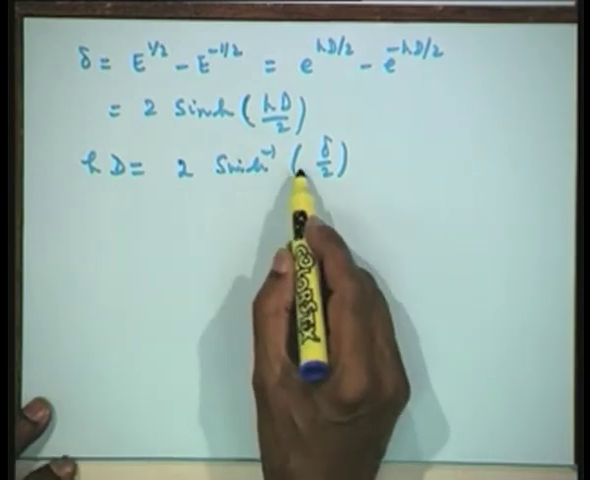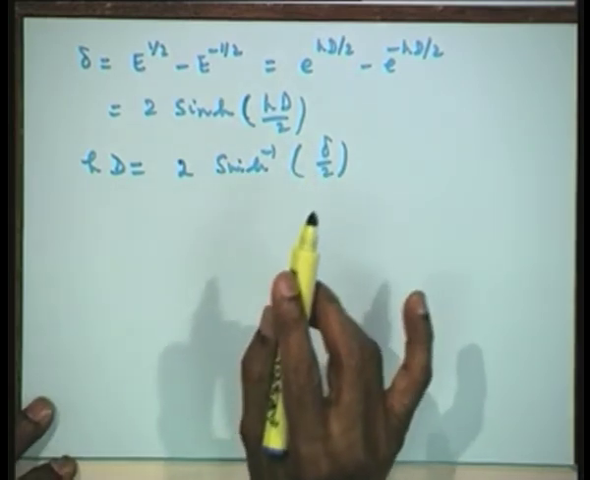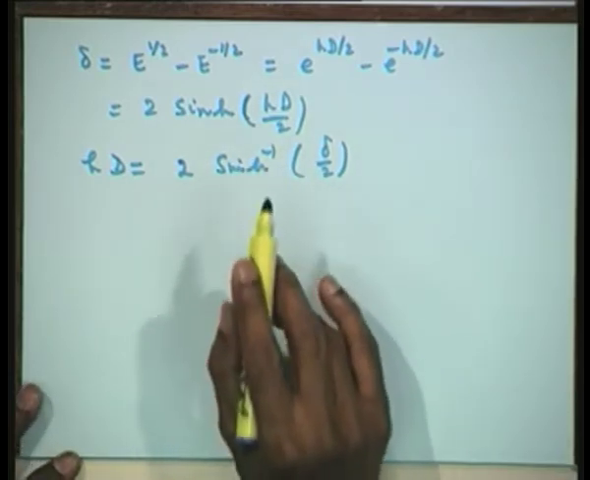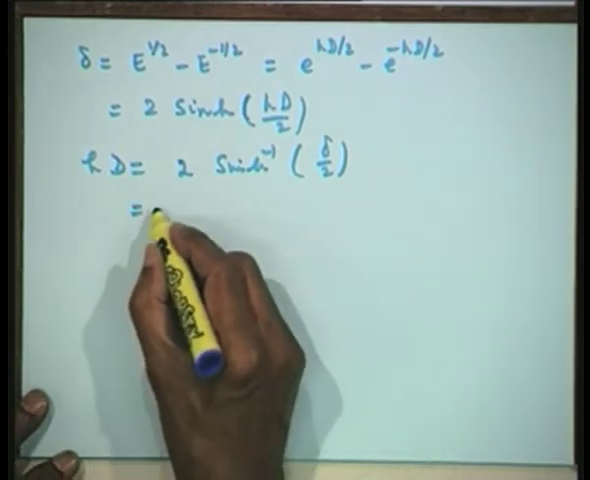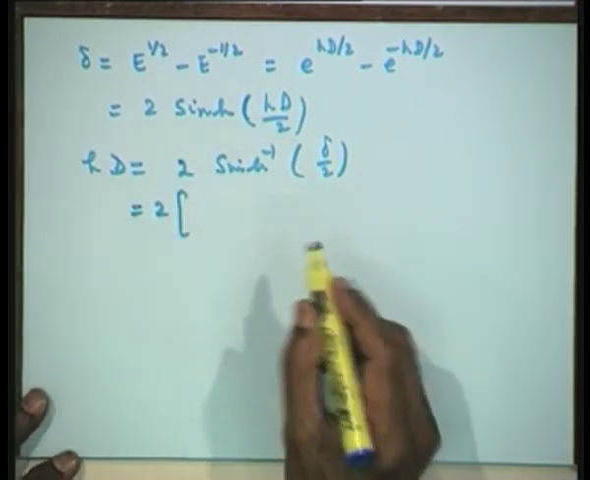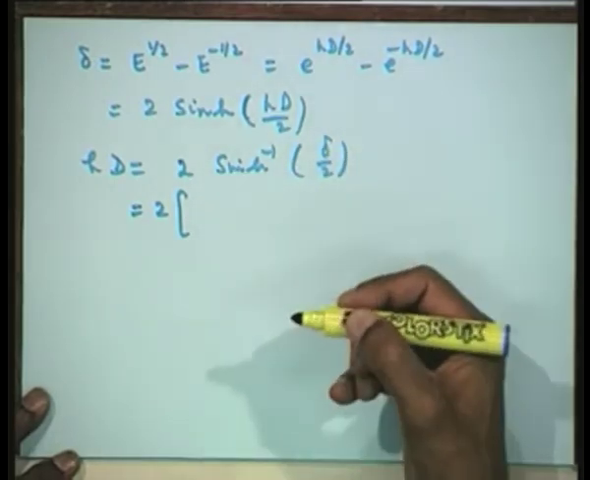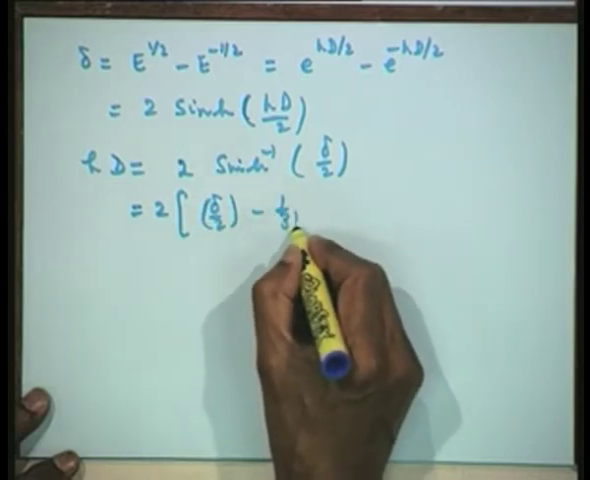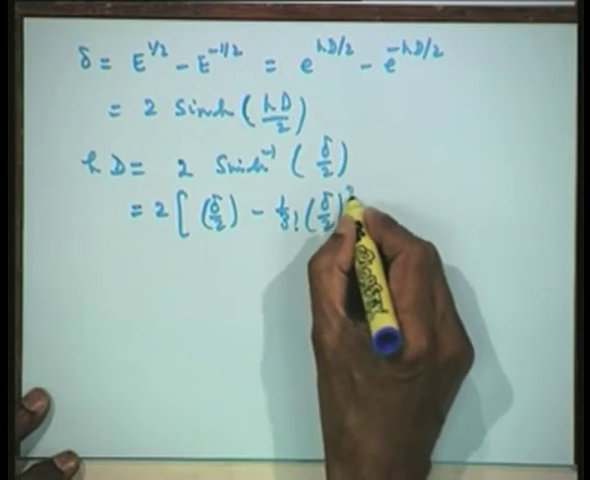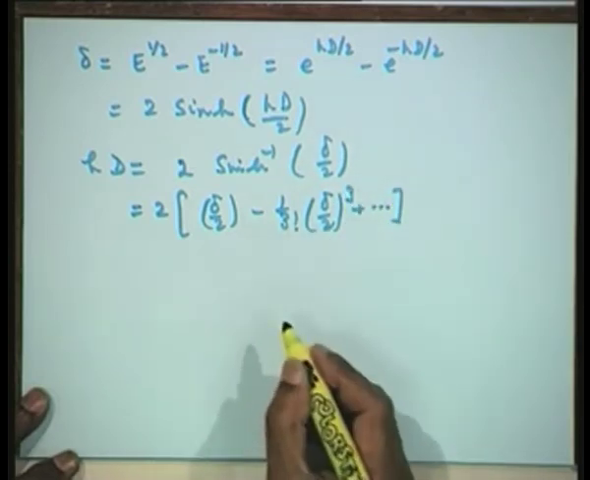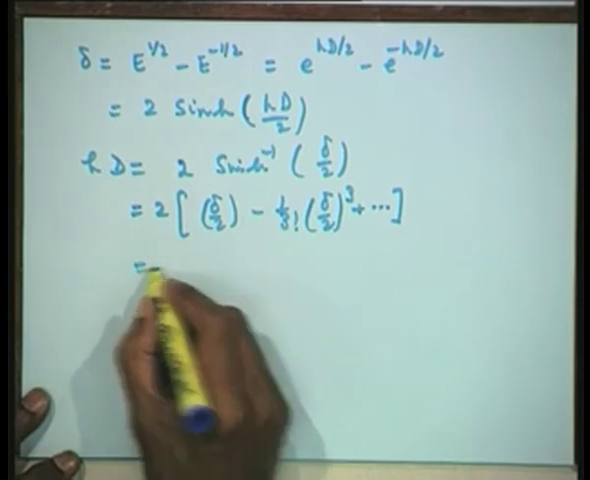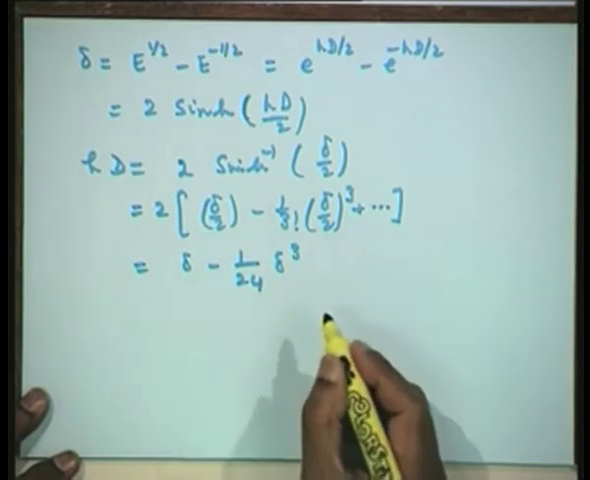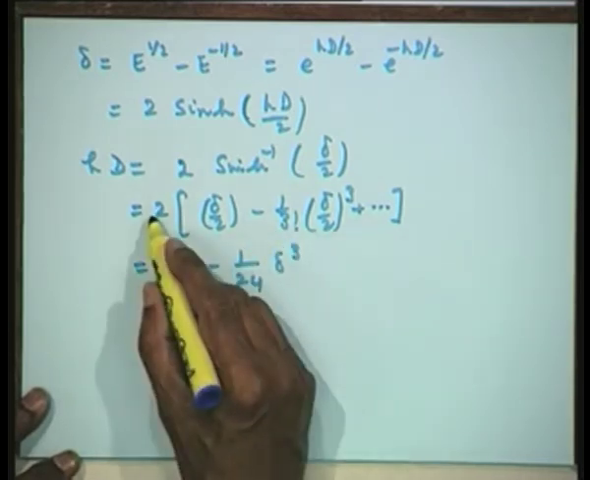Now the expansion of sinh inverse: the first 2 terms are the same as sin inverse. The first 2 terms of sinh inverse are also the same as the first 2 terms of sin inverse. So let us write down those 2 terms: sin inverse x is x minus x cubed by factorial 3. So that will be delta by 2 minus 1 upon factorial 3 into delta by 2 whole cubed. The first 2 terms will be the same. That means I can write this as delta minus 1 upon 24 delta cubed. This is 8 into 6, 48, you have a multiplicative factor here.